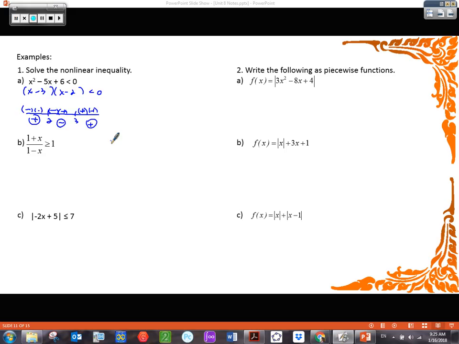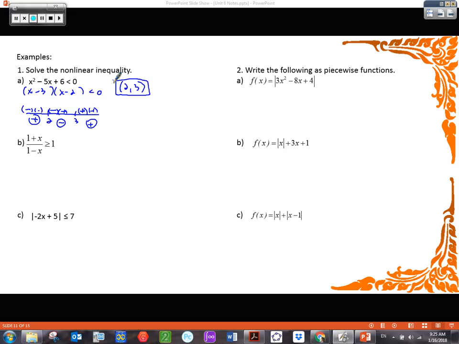All right, so our answer needs to be numbers that are smaller than 0. So negative numbers are smaller than 0, right? So our answer is going to be this middle section. Those numbers are smaller than 0, between the negative numbers.